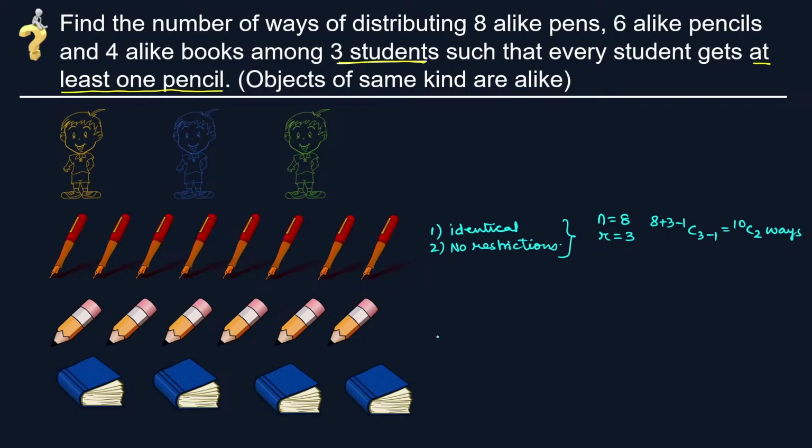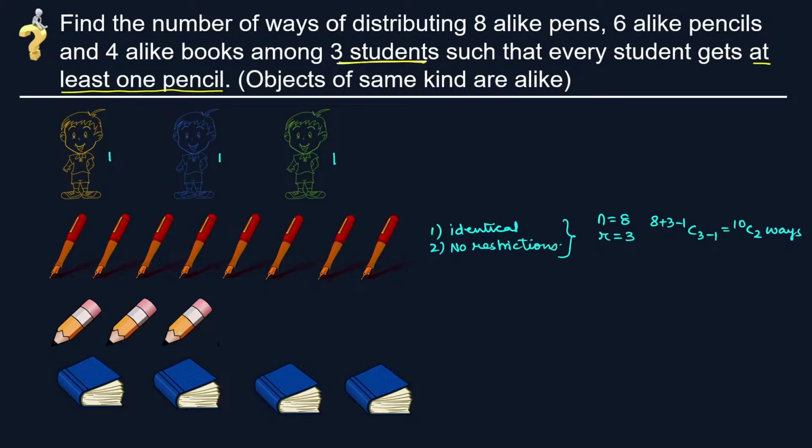Okay, but there is a problem in case of pencils. In case of pencils, we cannot use the Beggar's method directly because in the question they have given that every student gets at least 1 pencil. So first, what I'm trying to do is simply give 1 pencil each to these 3 students. So these 3 pencils are gone. Since the pencils are identical, it doesn't matter which pencil is going to which student. Now we are left with 3 pencils.